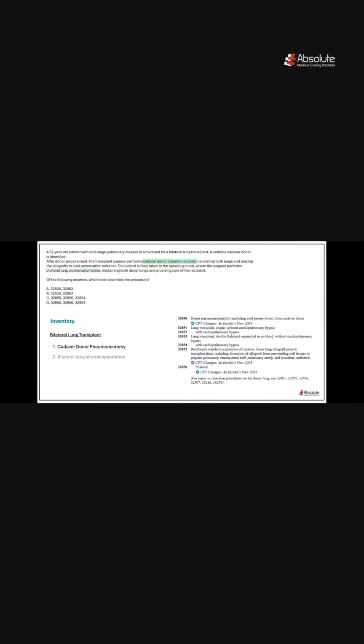What is going to be the next procedure? The next documented procedure says that a bilateral lung allotransplantation was performed, right? After the cadaver pneumonectomy, harvesting of the lungs was done by placing the allograft in a cold preservation solution. Placing this in the cold preservation solution is already included in your donor pneumonectomy code, right? And after that, the surgeon performs a bilateral allotransplantation procedure. So was there any backbench work documented in this scenario?